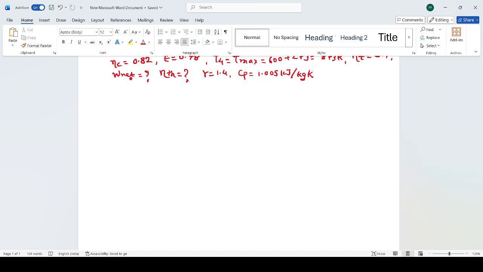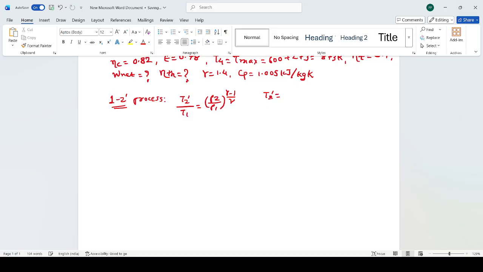Now for the process 1 to 2 dash, that is the isentropic compression process. So I can write down that the temperature after compression, T2 dash divided by T1, is equal to P2 by P1, the pressure ratio, raised to gamma minus 1 divided by gamma. This equation will help me to calculate the temperature T2 dash, the temperature after the isentropic compression.